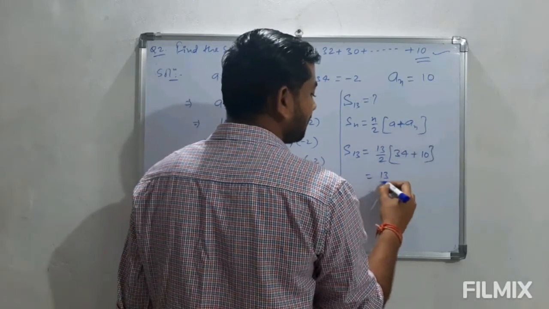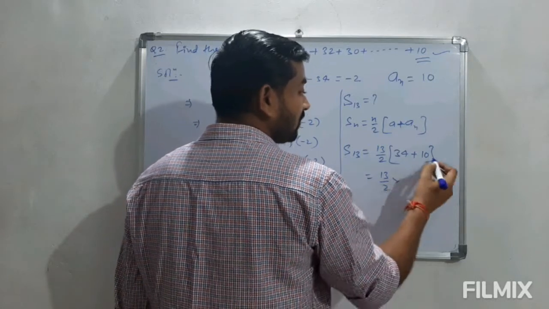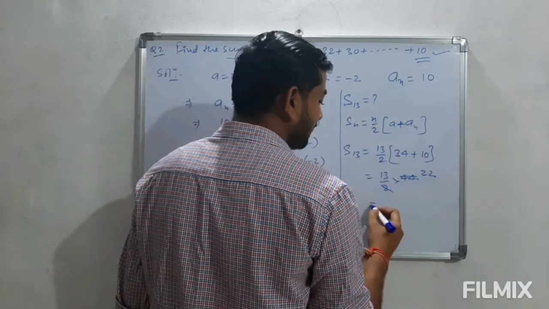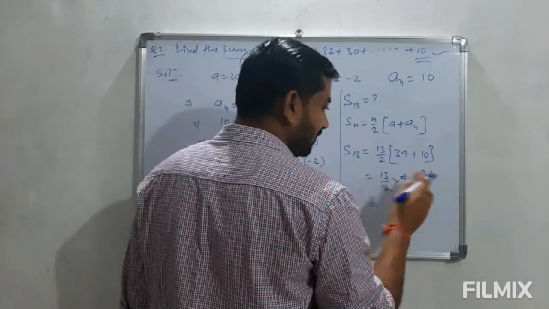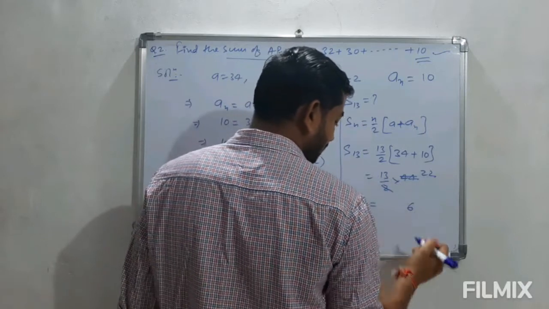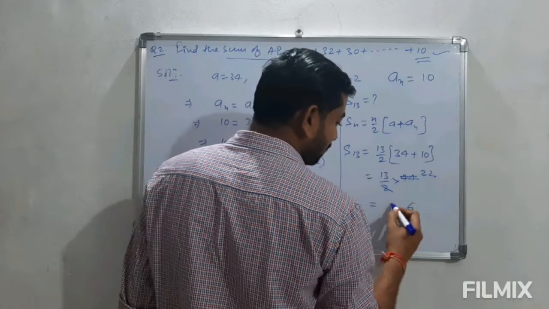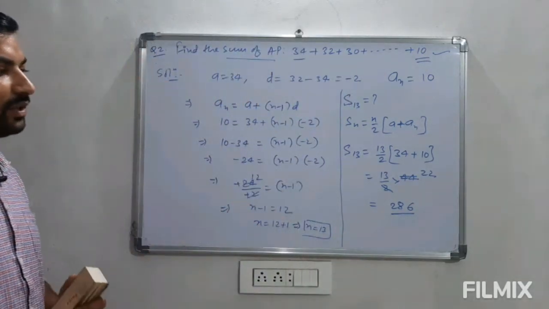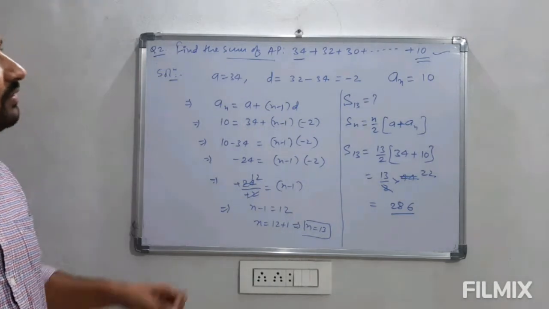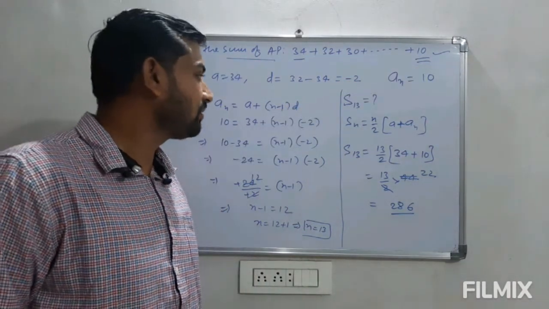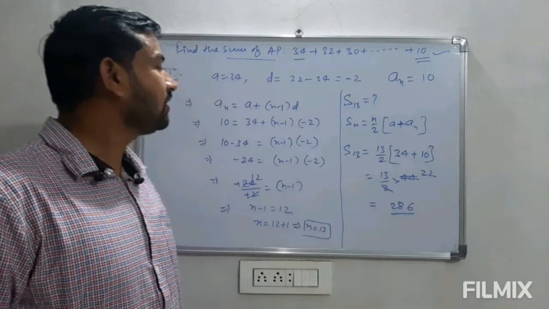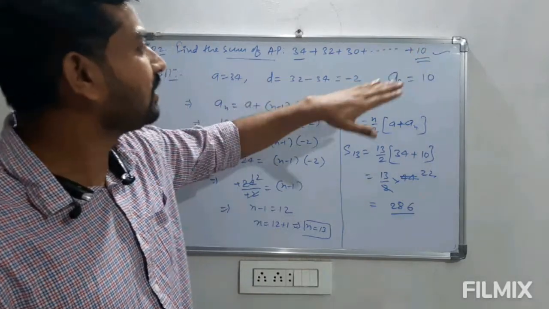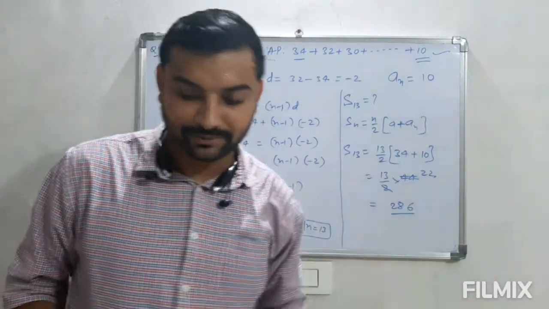So we can write it here, 13 upon 2 into (34 plus 10) will give us 22. So we can write it here like this. Then we have to multiply 13 with 22. So the sum of all these terms is coming out to be 286, where we have a total of 13 terms in this AP. So this is how we work on a question where we do not know the total number of terms, but we have the complete AP.